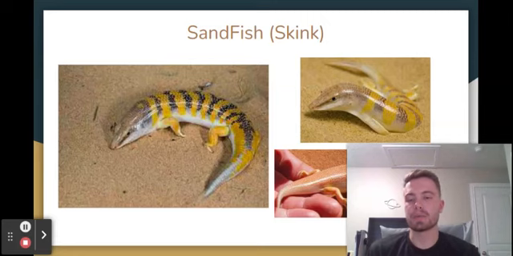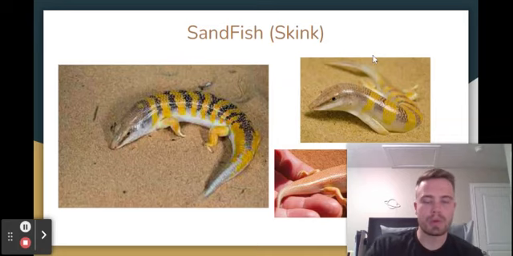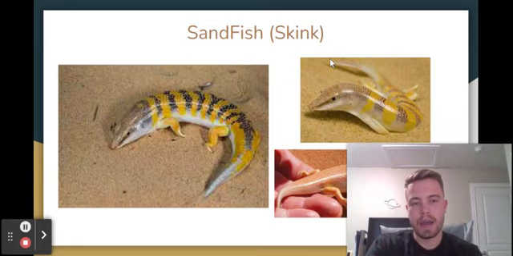And they've adapted to be able to do this to survive in these sandy environments where, if you try running in the sand, sometimes you get caught up. You can't run as fast as you could, for example, on a cement surface. So these animals have adapted to be able to slither through the sand, or swim almost like a fish. That's why it's called sandfish, because of these scales. And it produces a lot less friction, so they're able to go a lot faster through the sand.